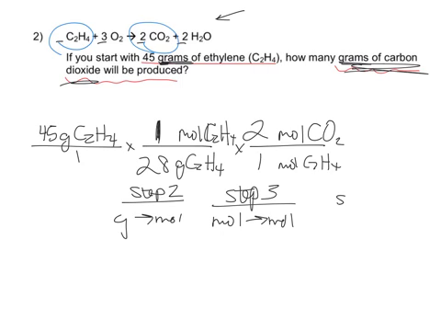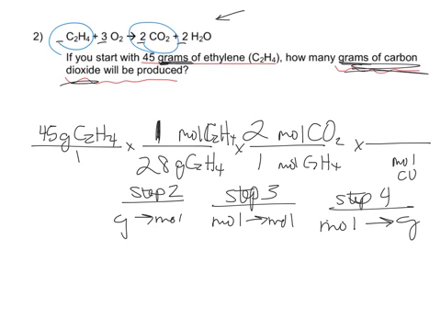And finally, our step 4 is going to be going from moles back to grams, okay? And that's where we will have moles of CO2 and whatever the molar mass is of that, which is grams of CO2 on top. So how much 1 mole weighs. So that's 12 plus 16 plus 16 is equal to 44. So carbon dioxide weighs 44 grams in 1 mole.